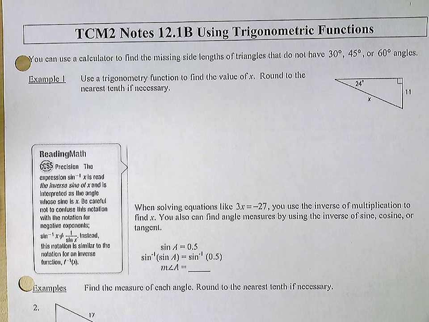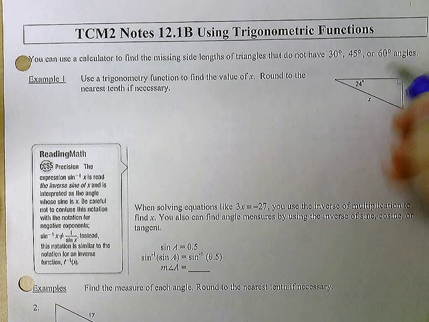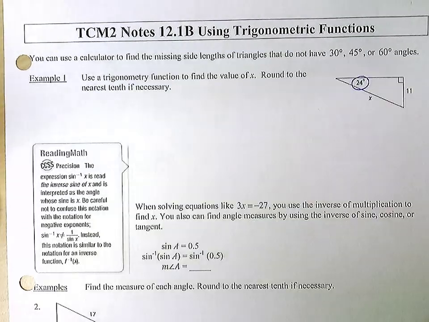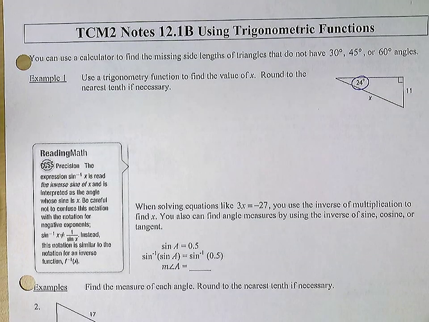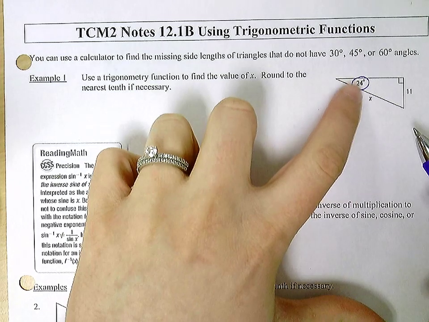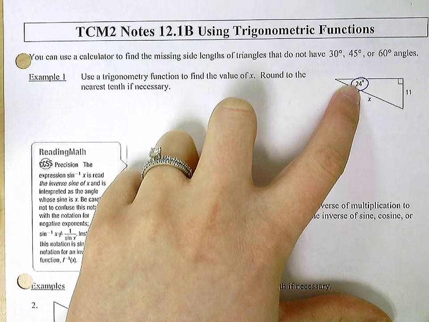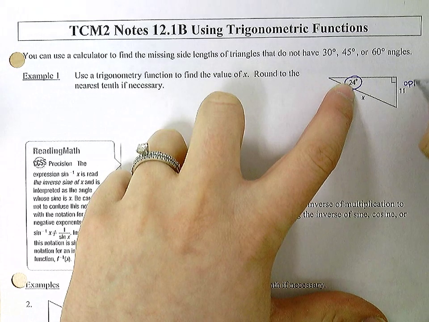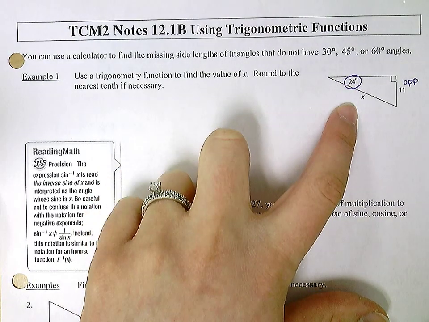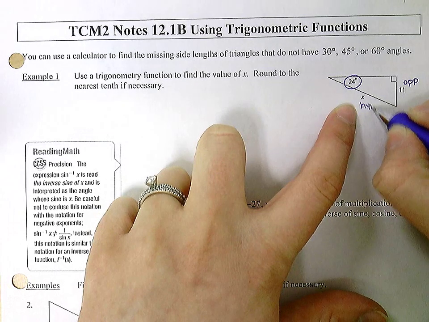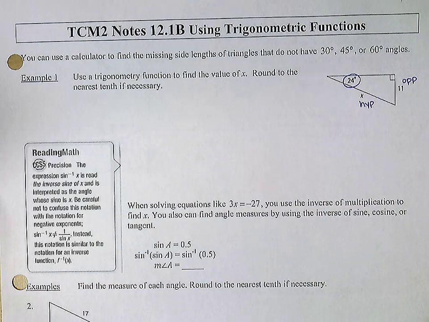So what you want to do, focus. You want to go from the acute angle you're given, not the 90-degree angle. Okay, so you're going to go from the acute angle you're given, and you want to identify the sides of that right triangle from that angle. So here, from this angle, what would be side 11? Opposite. Okay, what would be x? Hypotenuse. So I have opposite and hypotenuse.